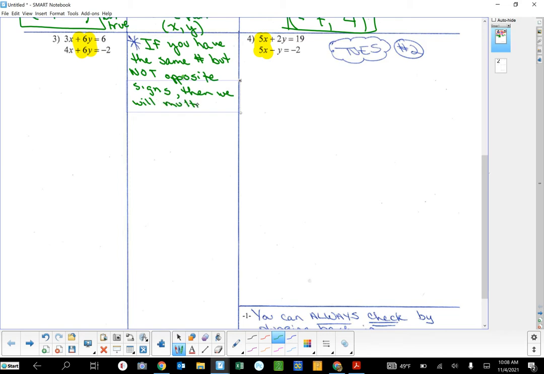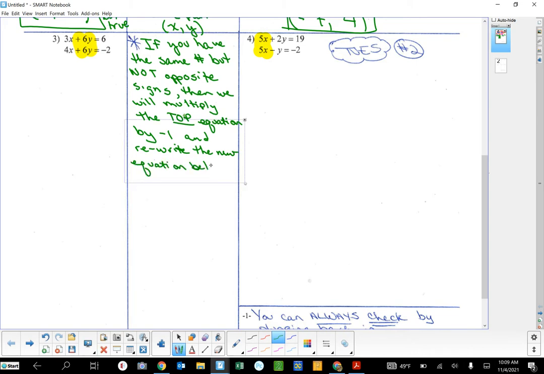multiply the top equation by -1 and rewrite the new equation below the second original equation. Let's do that with the first one and we'll see what happens.